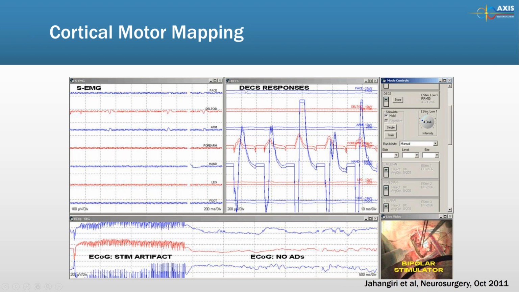If you look at the DECS responses, which stands for direct electrical cortical stimulation, each response is 20 milliseconds apart because every box is 10 milliseconds. So every response is 20 milliseconds apart, and that's because it's 50 hertz stimulation, and 50 hertz means an ISI of 20 milliseconds. So if you stimulate with 50 hertz, you get responses, and the time between each response will be 20 milliseconds.